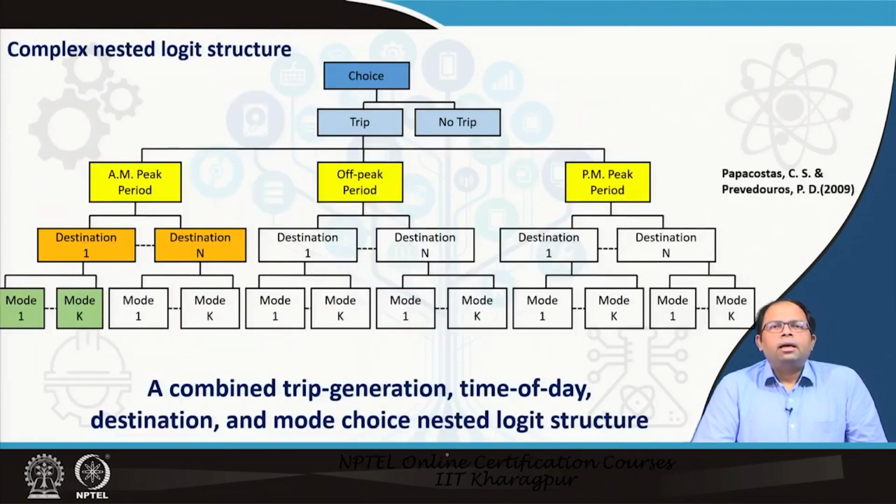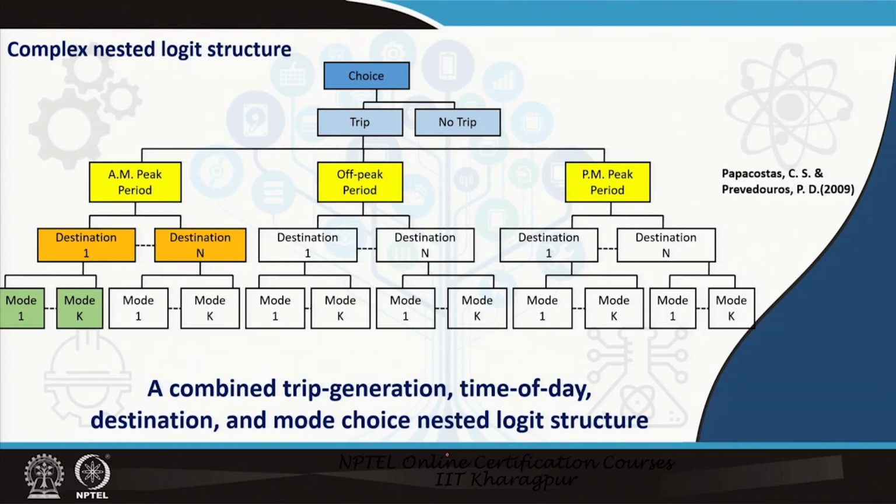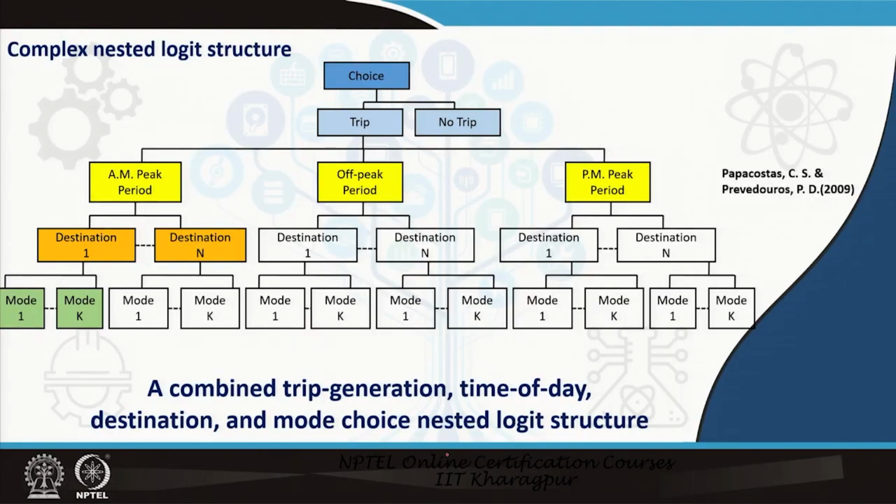And finally, I would conclude by saying that this nesting structure is very, very important in overall land use transportation modeling, because we have been talking about joint modeling for quite some time now. We have talked about combined trip generation, time of the day, destination and mode choice models. That means there could be a combination of destination and mode choice, or a combination of time of the day and destination choice. So, there could be different combination models.